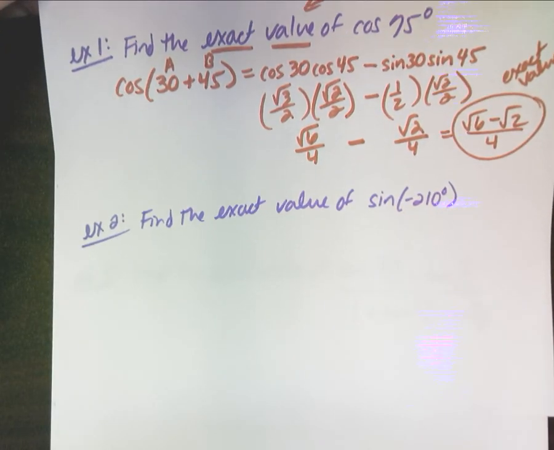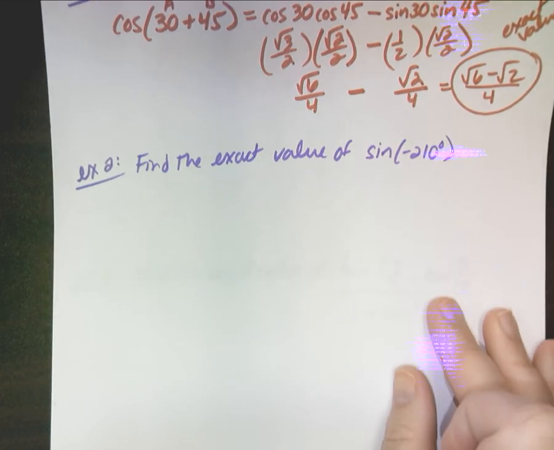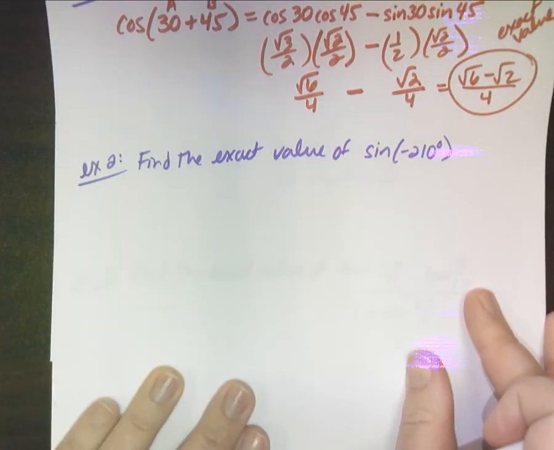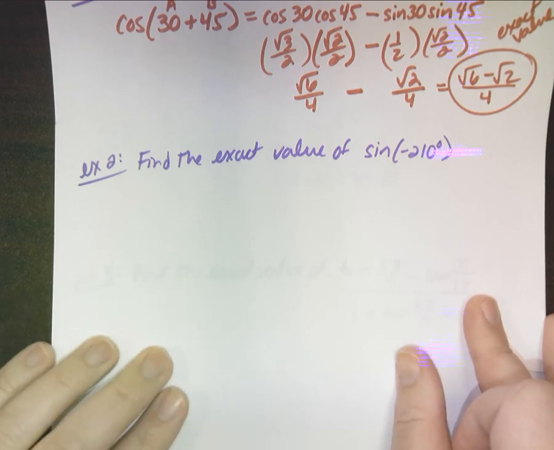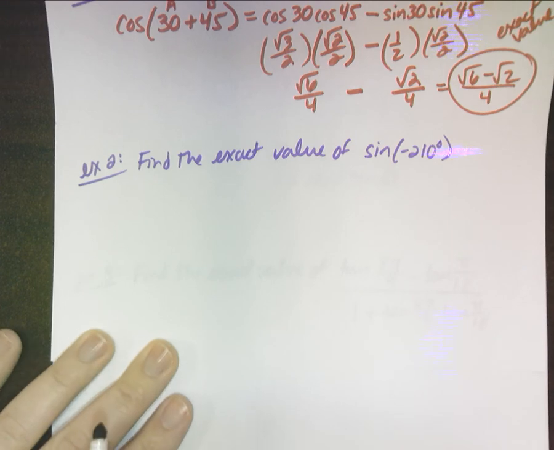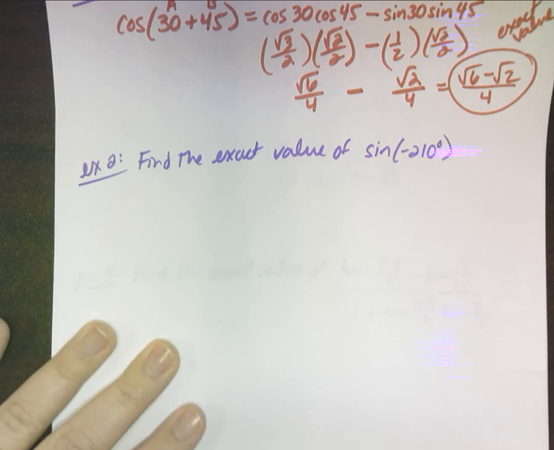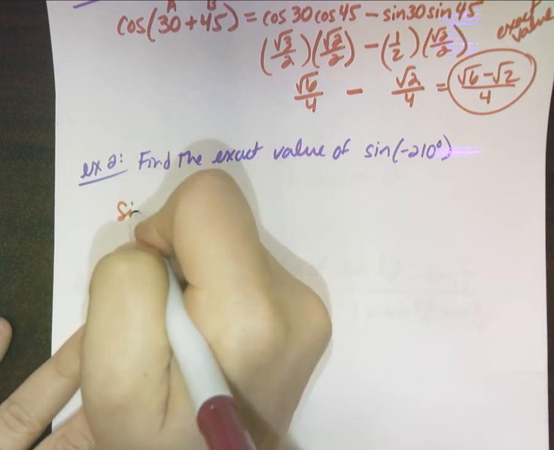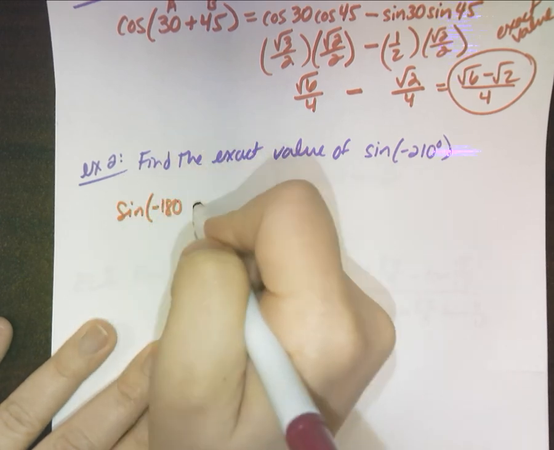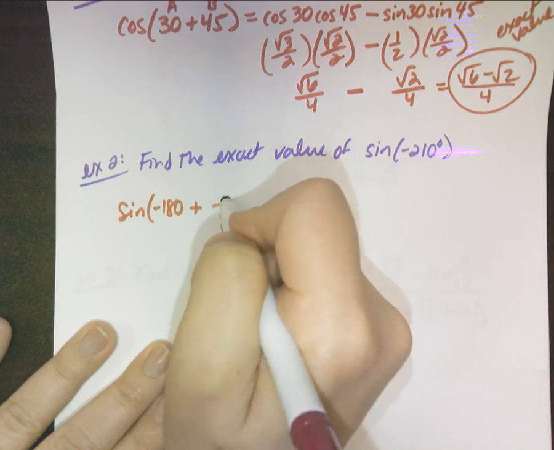Find the exact value of sine of negative 210. And again, there are so many different ways of doing this. Whatever you can think of to make 210 in your head, several ways. I'm just going to choose two off the top of my head. I know that a negative 180 and a negative 30 make 210. So I'm going to rewrite it as sine of negative 180 plus negative 30.